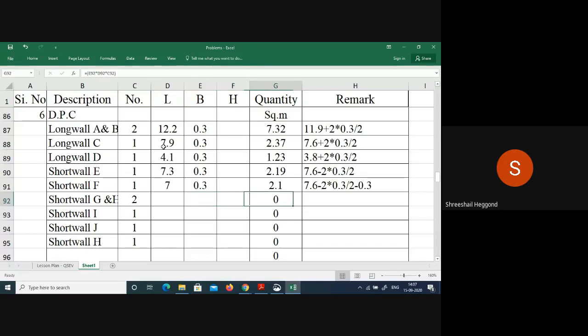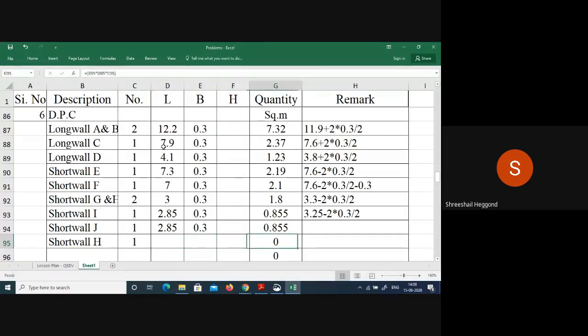Short walls G and H will be of common length, so that will be 3.3 center to center minus 2 into 0.3 divided by 2. Then it will be 3 meter. Breadth is 0.3. Next, I wall is center to center length 3.25 minus 2 into 0.3 divided by 2. That will be 2.85, breadth 0.3. Next is J wall, which is also the same, 2.85, breadth 0.3.